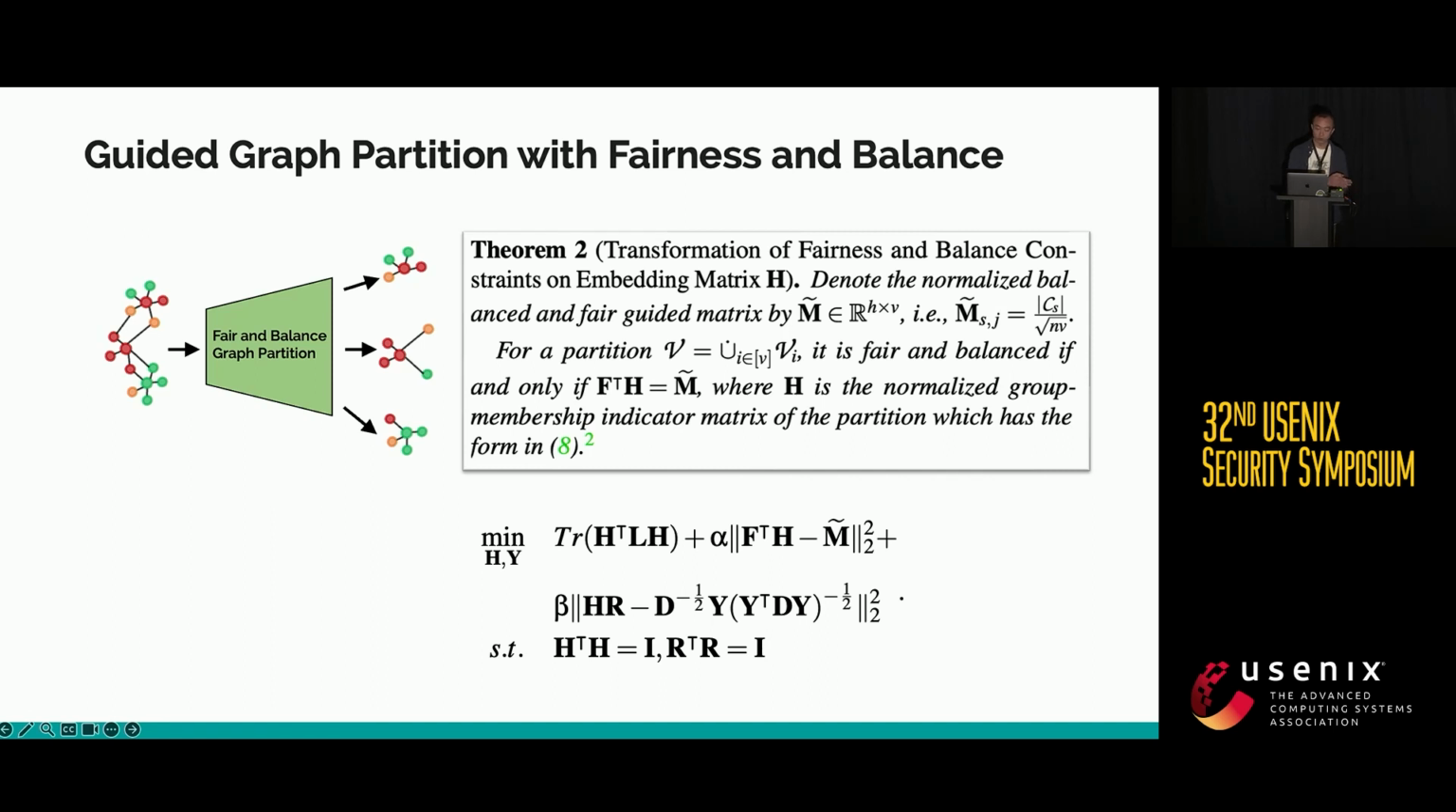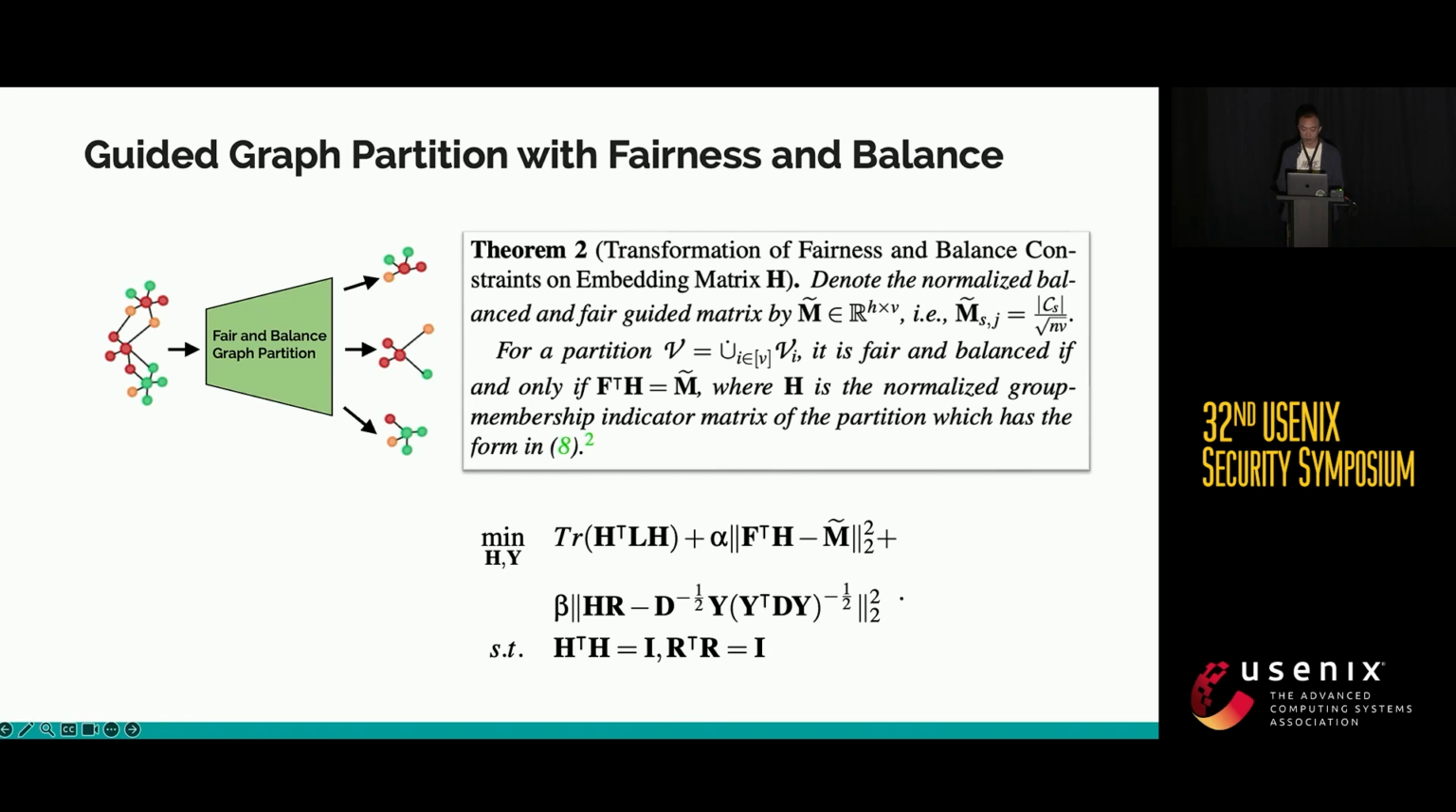For the first component, to satisfy the challenging requirements of graph partition, we first combine the fairness constraint and balance constraint into a single linear constraint on the graph group membership indicator matrix, so that the constrained graph partition problem can be formulated as a special clustering problem with linear constraints. This is a combinatorial programming problem with binary variables.